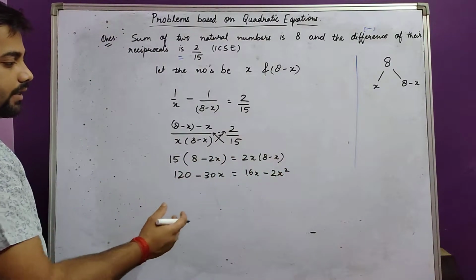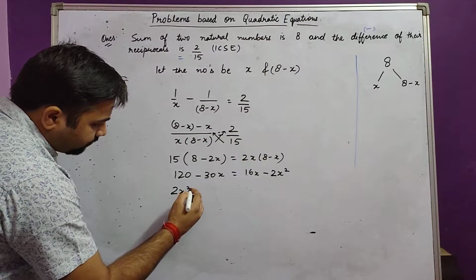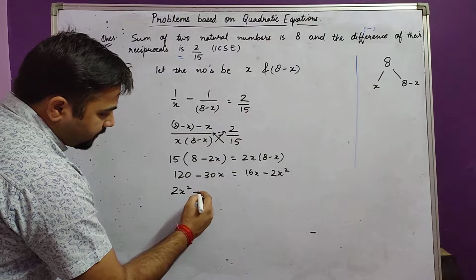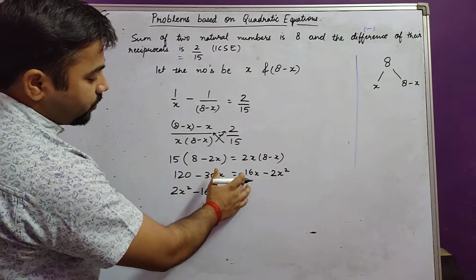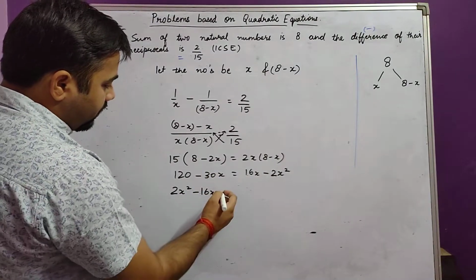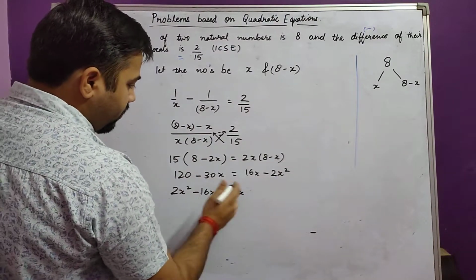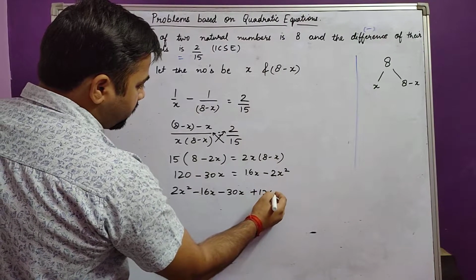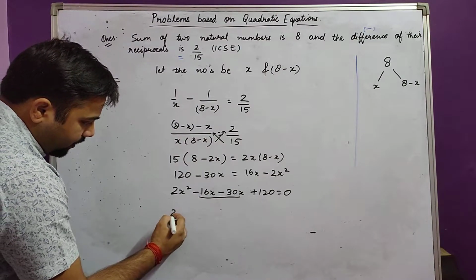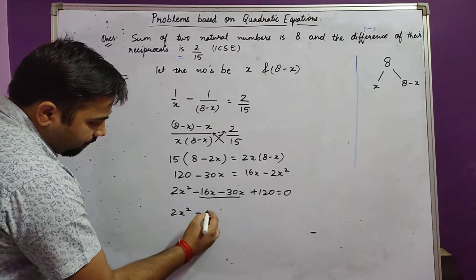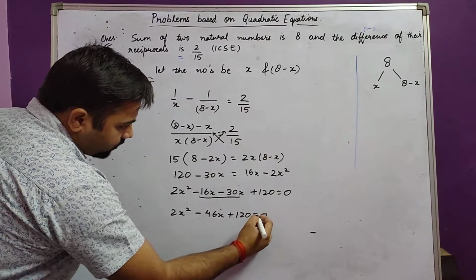Take all the terms on one side such that the x square term becomes positive. It becomes 2x square minus 16x. This was negative, it converted to positive, and this was positive, it is now negative. Minus 30x plus 120 is equal to 0. What it becomes now, let us see. 2x square minus 46x plus 120 is equal to 0.